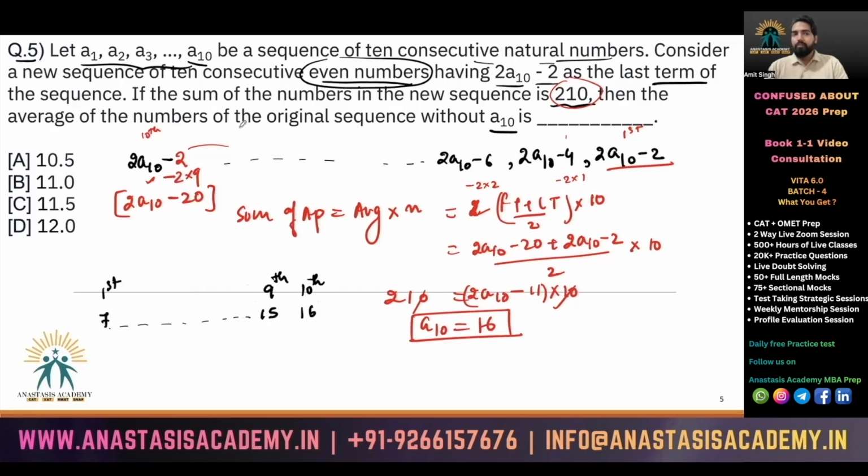Now we need to find the average of numbers of the original sequence without a10. So I need to remove this a10 and find the average. This would again be an AP with a common difference of 1. And how do you find the average of an AP? First term plus last term by 2, that is 7 plus 15 by 2, or 22 by 2, and that is nothing but 11. So option B is the correct answer.